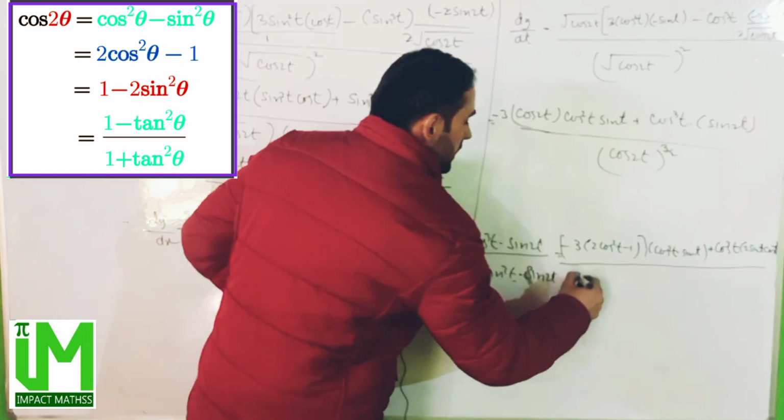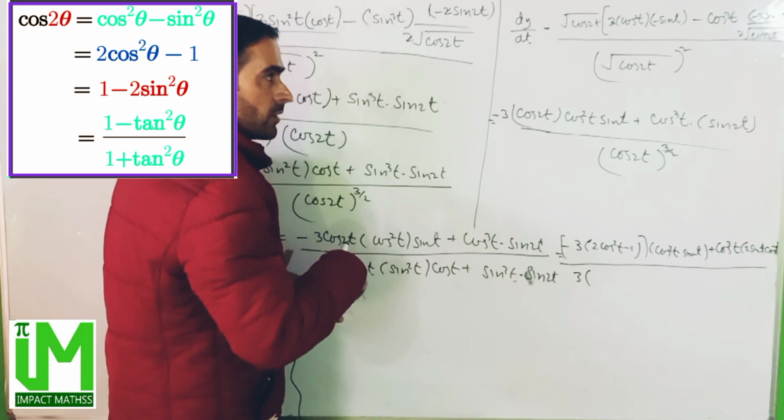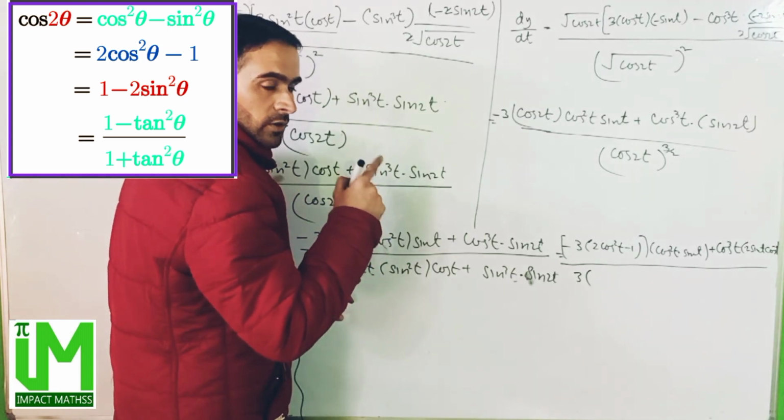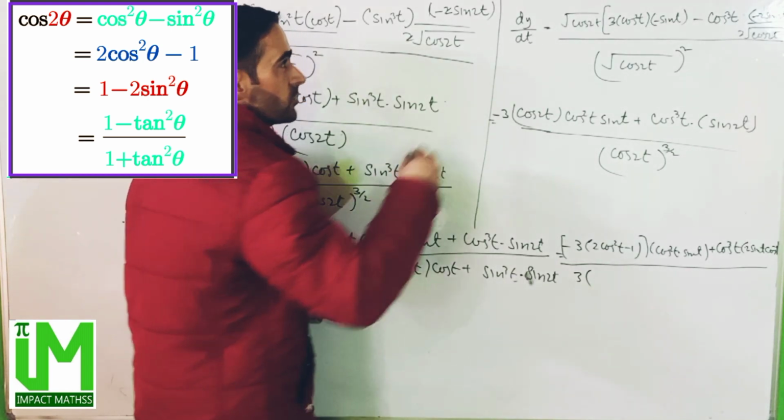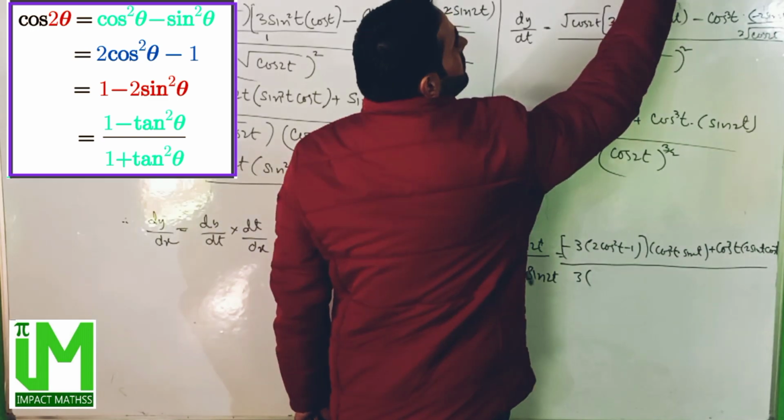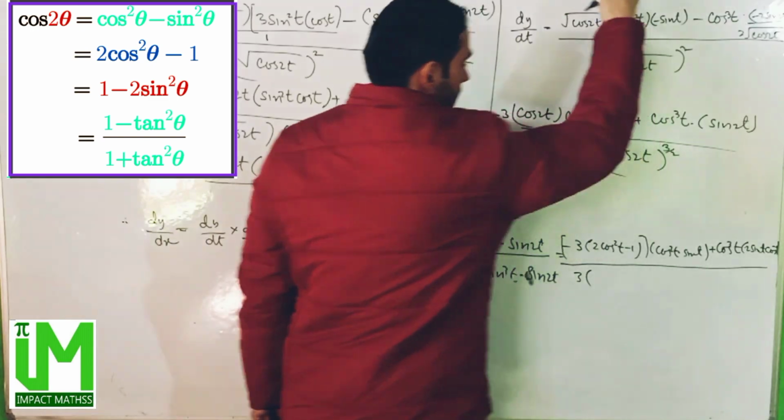So this is 3 times, and we can try the formula: cos 2 theta is 1 minus twice sin square theta. We know this formula.